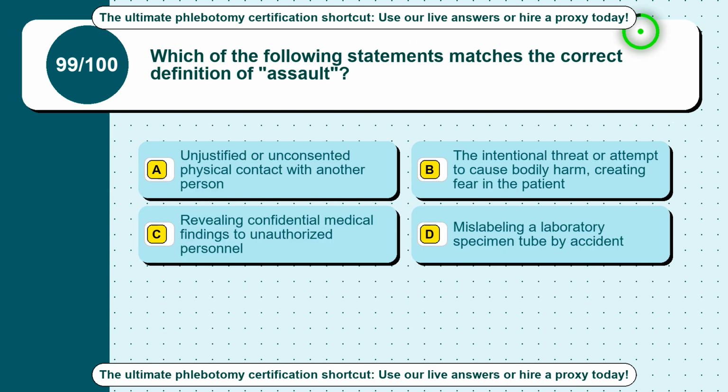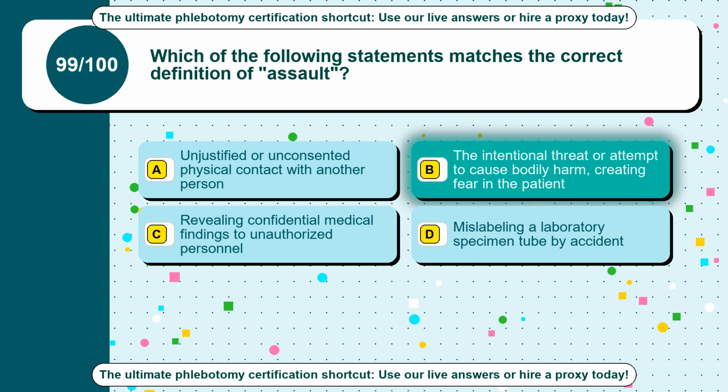Question 99. Which of the following statements matches the correct definition of assault? Option A, unjustified or unconsented physical contact with another person. Option B, the intentional threat or attempt to cause bodily harm, creating fear in the patient. Option C, revealing confidential medical findings to unauthorized personnel. Option D, mislabeling a laboratory specimen tube by accident.